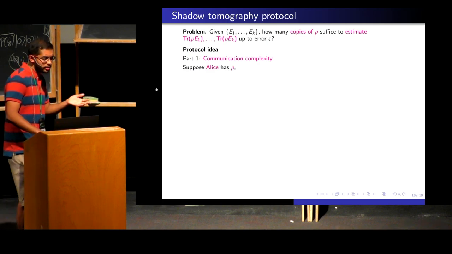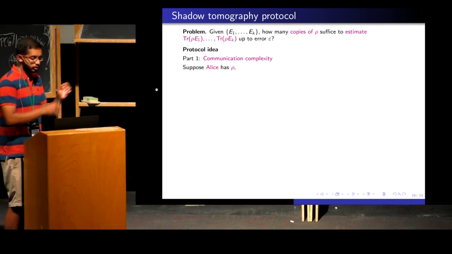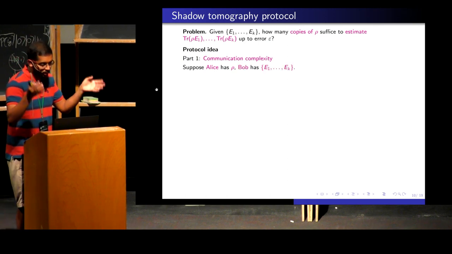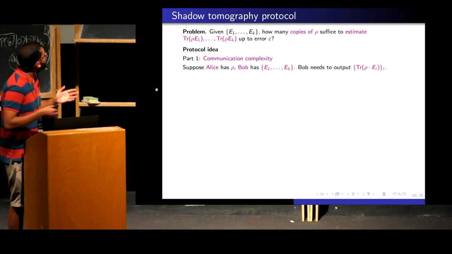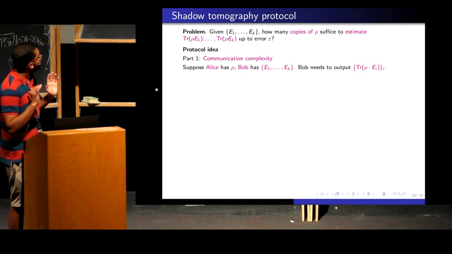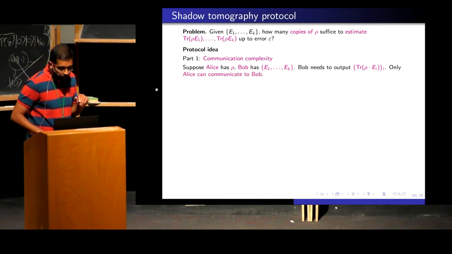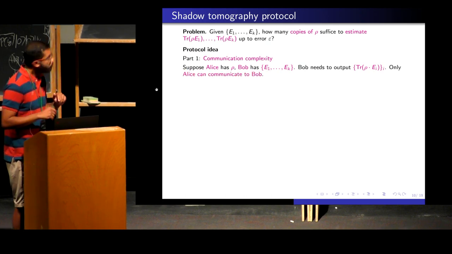So the idea is the following. Alice has a quantum state rho. Bob has k many POVMs, k many operators, E1 to EK. And the goal is for Bob to output trace of rho times Ei. And somehow, only Alice can communicate to Bob.